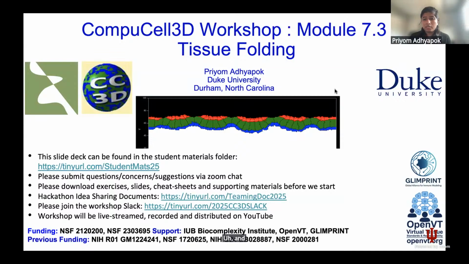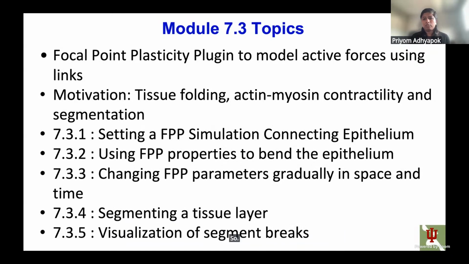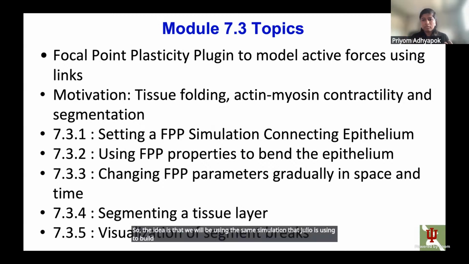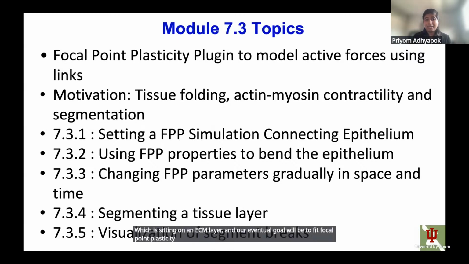I'll start with an overview of what we are going to cover today, so you can maybe decide what's most helpful to you, because for the first part, building an epithelium, you have already seen most pieces of it. We will be using the same simulation that Julio is using to build compartmentalized cells, which is sitting on an ECM layer. Our eventual goal will be to put focal point plasticity links between the apical compartments of this epithelial layer and try to fold the tissue.